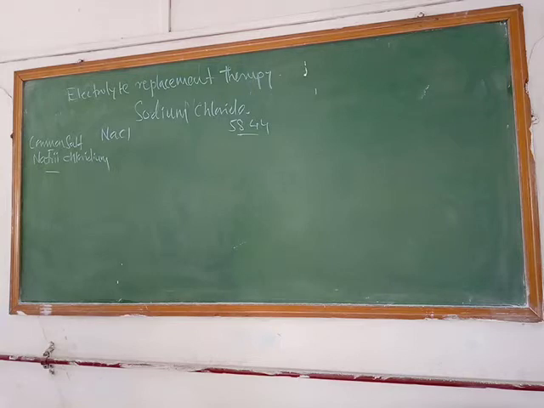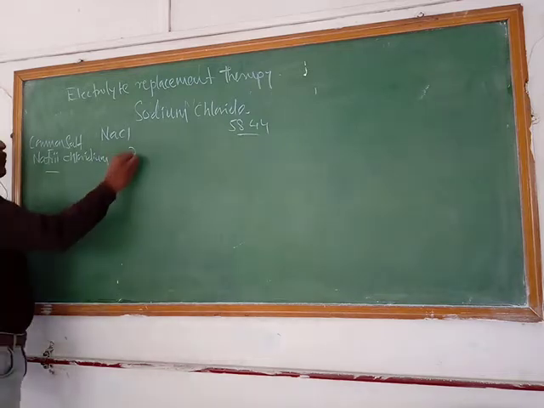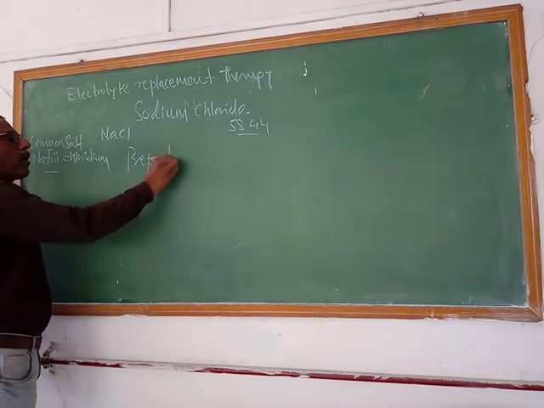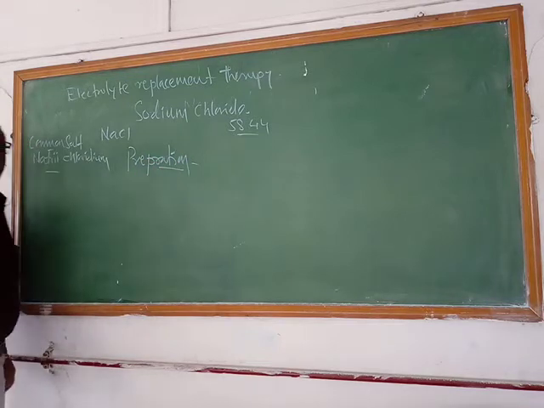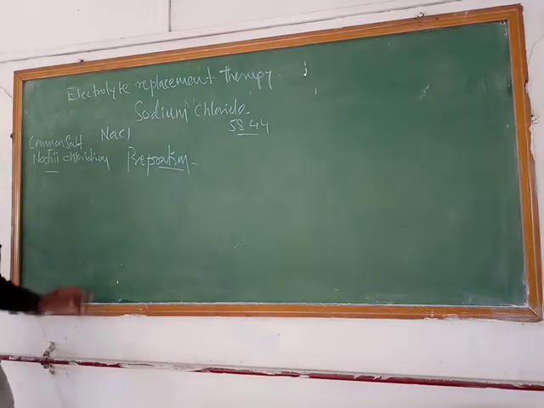Of sodium chloride, how we get it: we get it from seawater on a large scale. We also get it from raw salts. We also prepare sodium chloride in the laboratory. So, the preparation of sodium chloride: we get it from three different sources, first from rock salt.